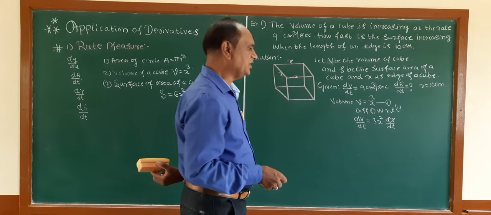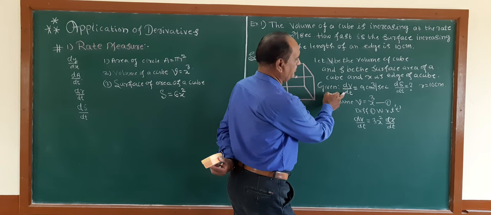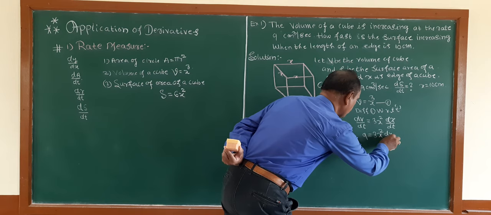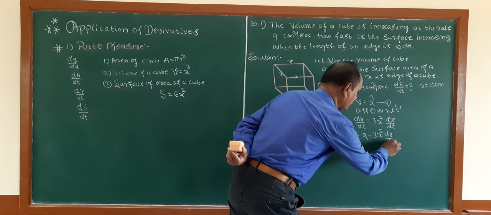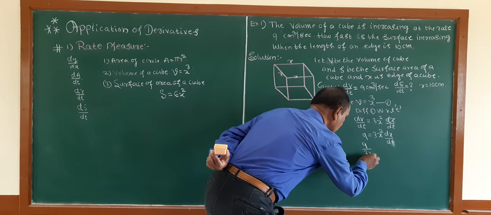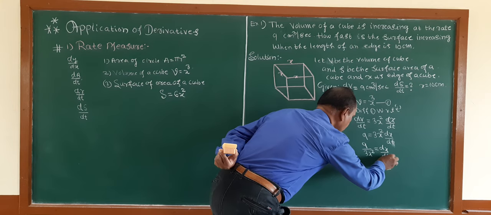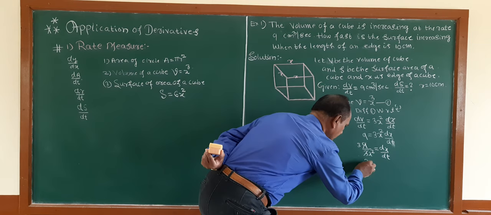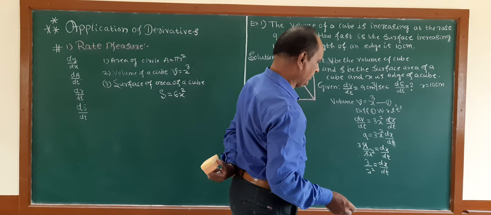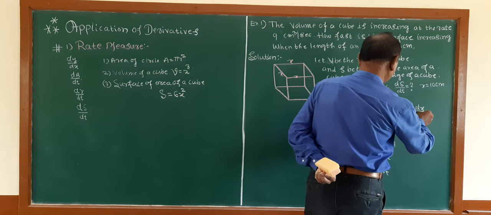Substitute the value. dV by dt is 9, so 9 is equal to 3x square into dx by dt. Here we need dx by dt, so divide: 9 divided by 3x square is equal to dx by dt. Further simplify: 3 divided by x square is equal to dx by dt. Therefore the value for dx by dt is equal to 3 divided by x square.